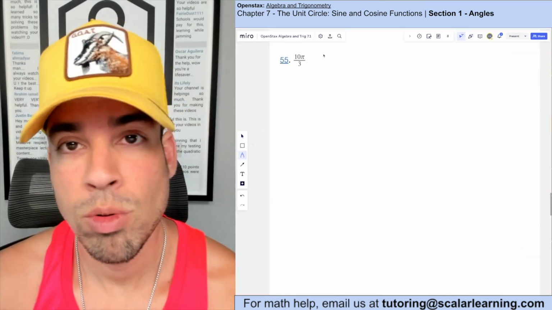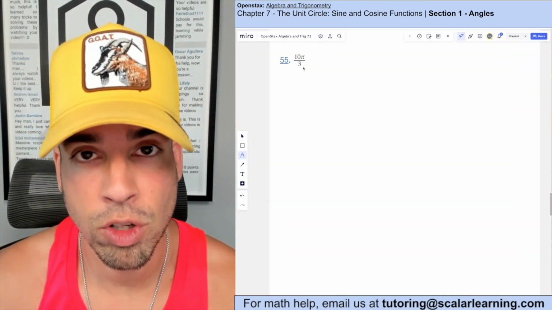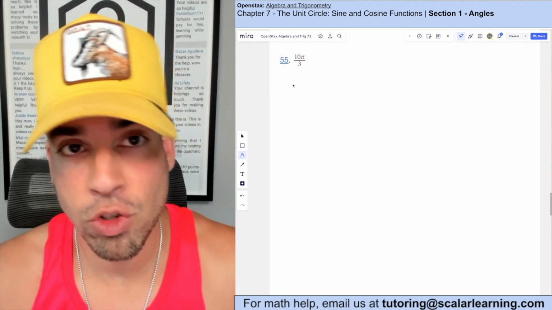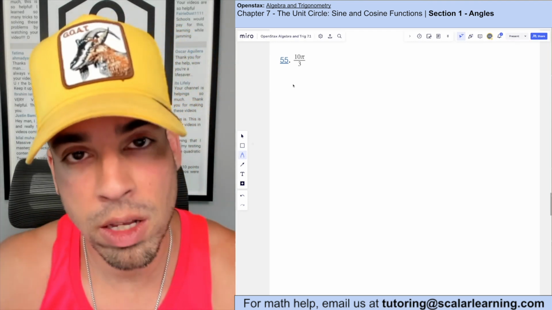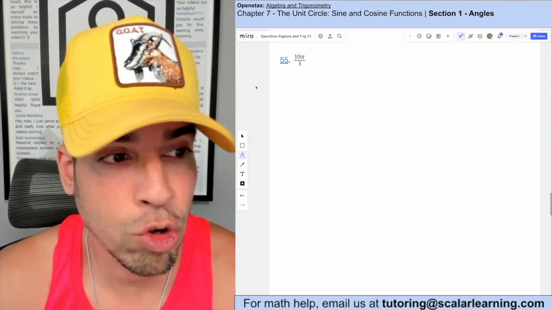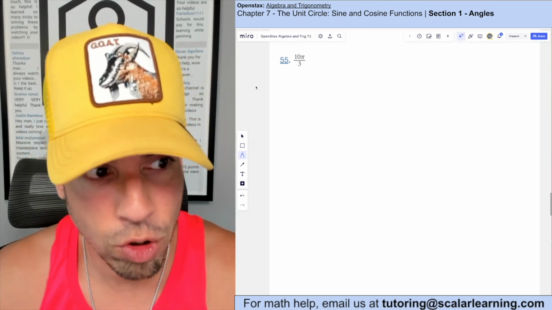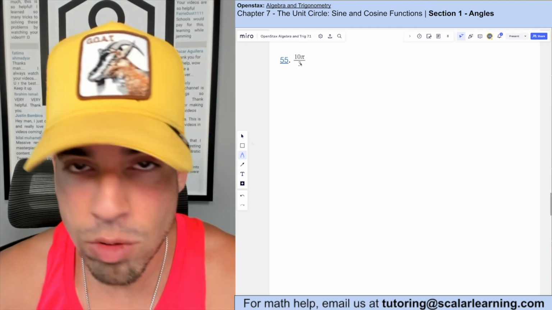Done. So for this one, when we're finding coterminal between 0 and 2 pi, it's very similar to degrees. When we're talking about degrees, we're adding or subtracting by 360. That's the amount of degrees to go all the way around in a circle. Well, in radians, that equivalent value is 2 pi. So I'm going to either be adding or subtracting by multiples of 2 pi to get this into that right zone. Now, this is a little more than 3 pi.